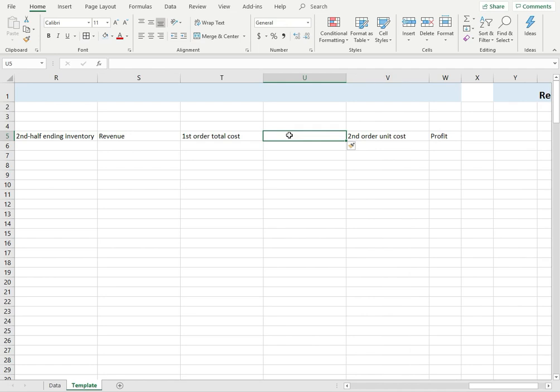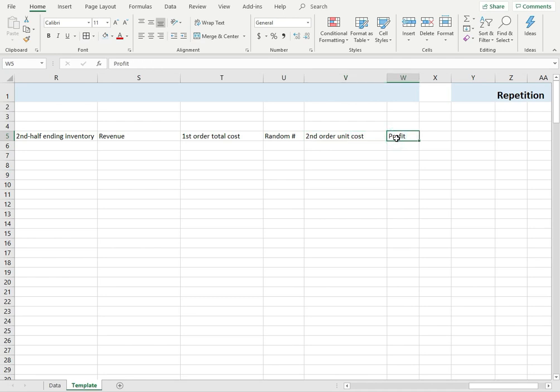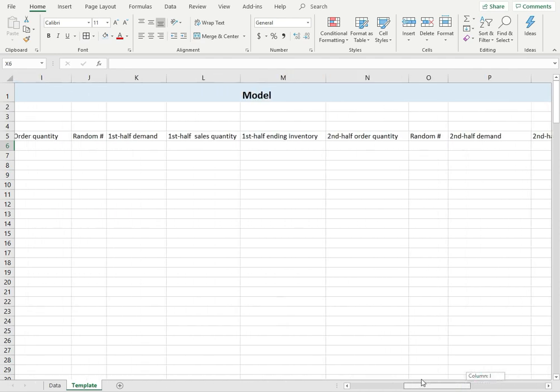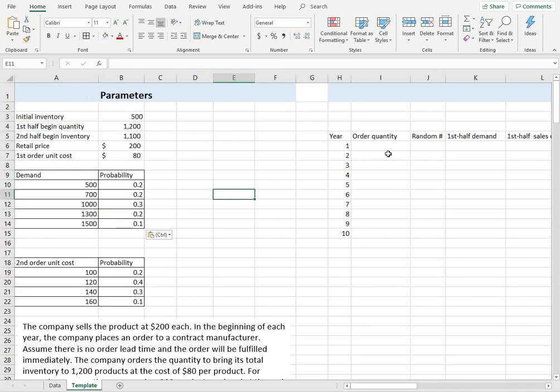So let me add a column for random number, a random number to simulate this unit cost, and then with that, I can find out the second order total cost. Now I capture everything I need. I have revenue, I have cost for both orders, and the profit is just revenue minus cost. This is all the columns I need. Now I can come back here to populate the formulas.